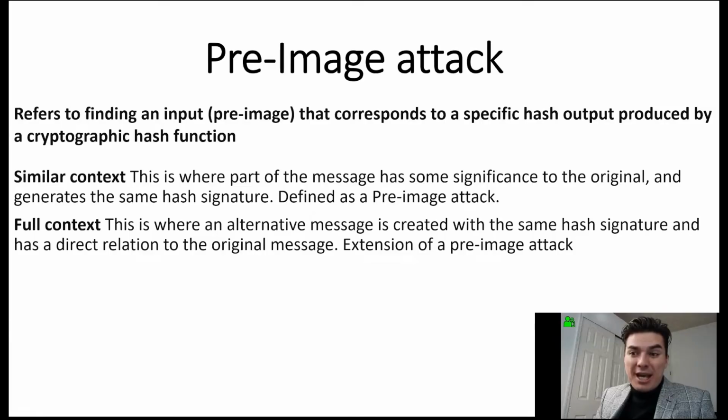Now, a pre-image attack, this refers to finding that input that corresponds to a specific hash output produced by a cryptographic hash function. So this one is an attack because it's on purpose. The similar context, that's where part of the message has significance to the original and it generates the same hash value. That term is a pre-image attack. Now, the full context, that's where an alternative message is created with the same hash signature and has direct relation to the original contents. This is an extension of the pre-image attack.